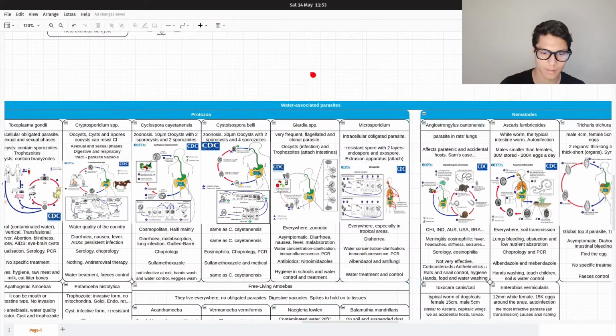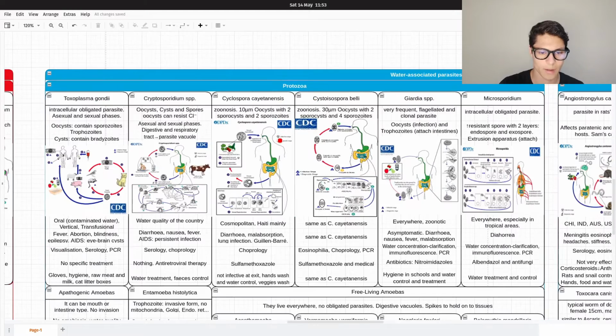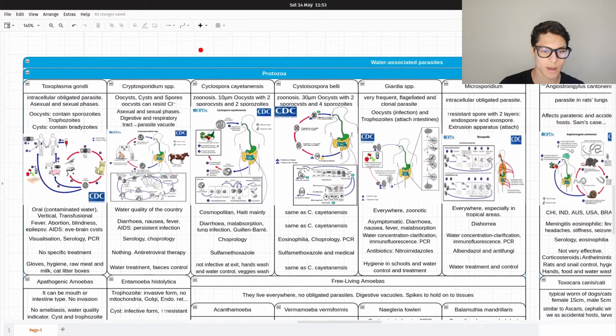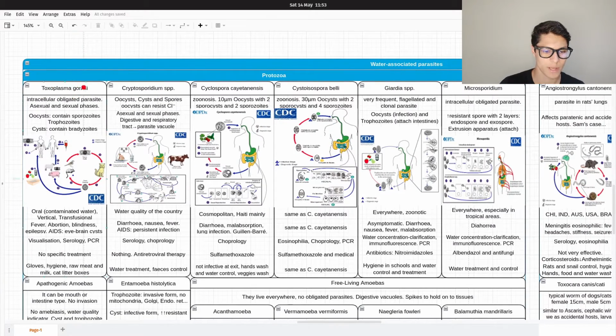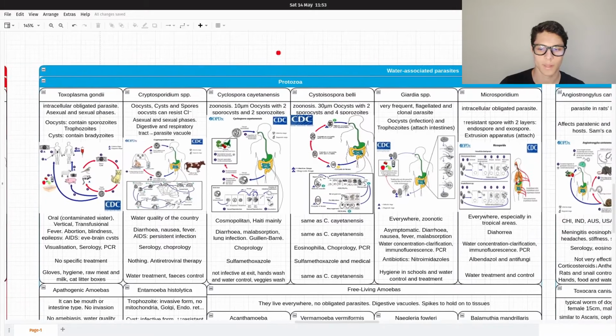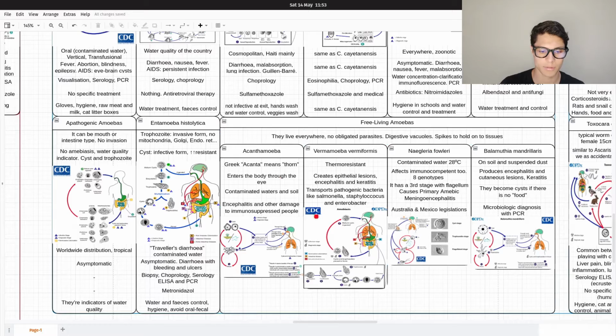Today we're going to talk about the water-related parasites. We have two main groups in this video, and we're going to talk about Protozoa and Nematodes. Let's begin. In the Protozoa we have the Coccidia, which are the Toxoplasma gondii, the Cryptosporidium, the Cyclospora, and the Cystoisospora. Then we have the Giardia, the Microsporidium, and then the Amoebas.